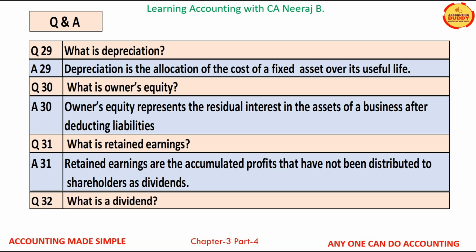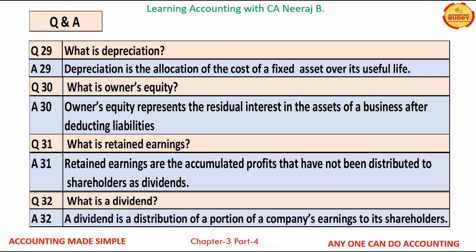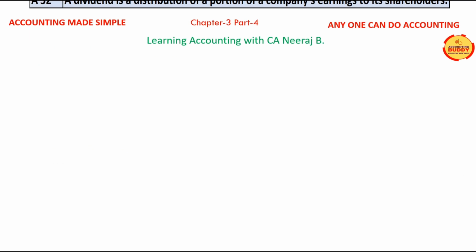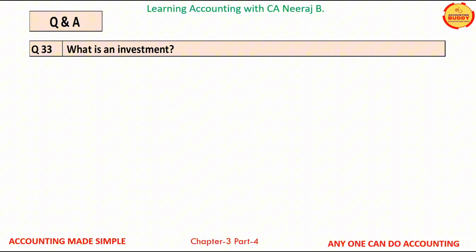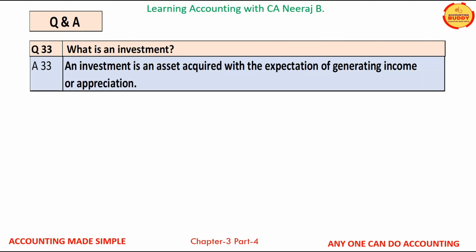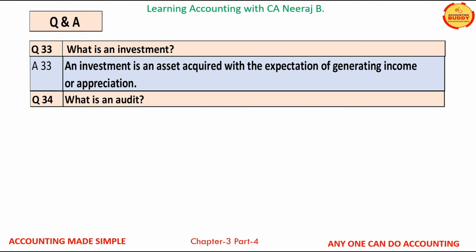Question number 32. What is a dividend? The answer is, a dividend is a distribution of a portion of the company's earnings to its shareholders. Question number 33 is, what is an investment? The answer is, an investment is an asset acquired with the expectation of generating income or appreciation in its value. Question number 34, what is an audit?